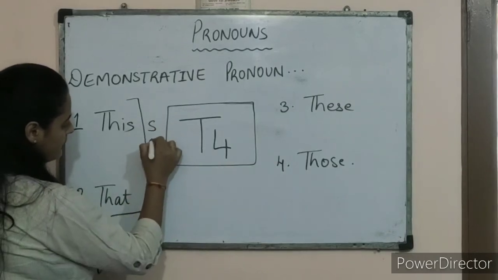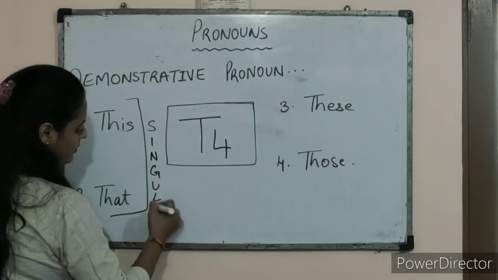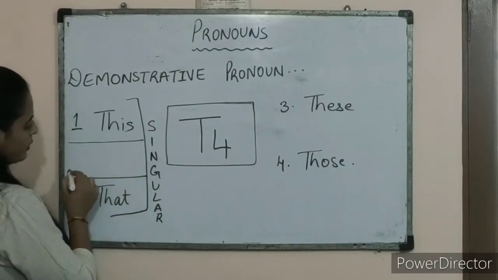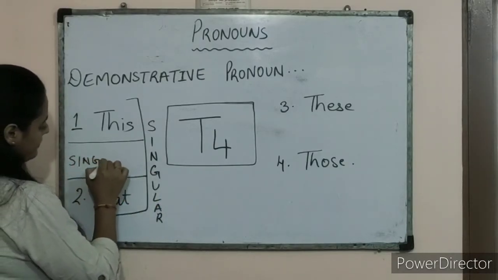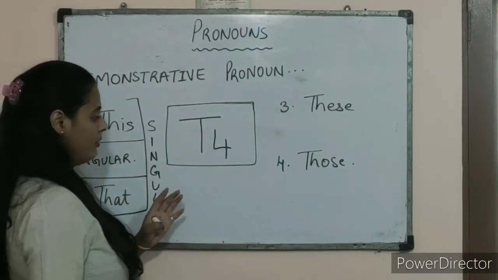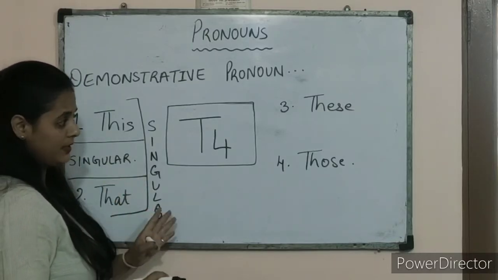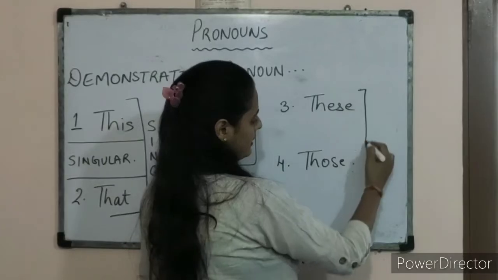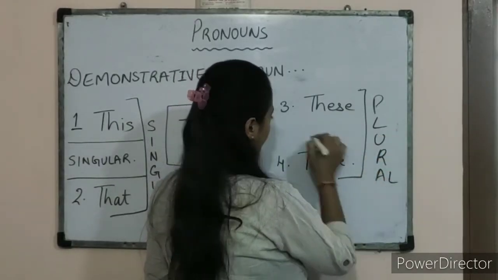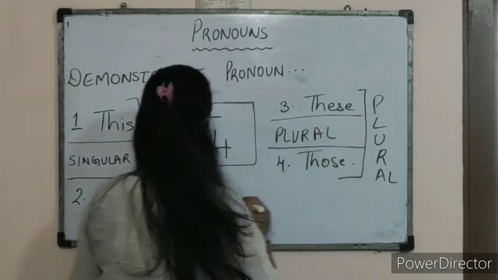Now make sure, students, this comes in what? Singular form. Right? So the first, this, and the second, that, these both are coming in the singular form. When you speak something, okay, fine, you just understand this. I will be giving you the example, then it will be very easy for you to understand. Now these two, these and those, come into the plural form, right?